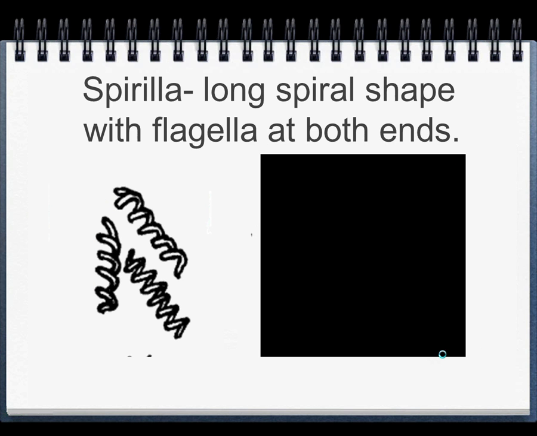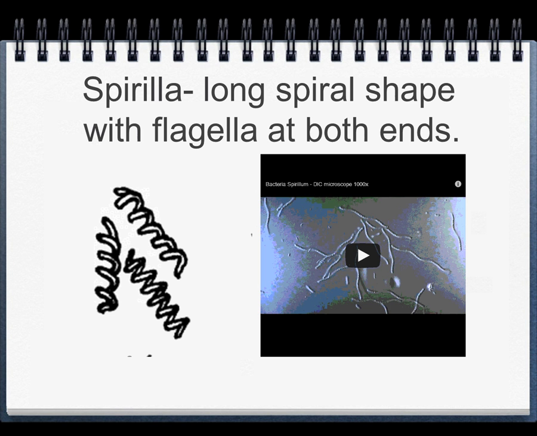The second type is spirilla. Can we draw like the one that was in that video just now? You can, just like drawing a spiral. They look like little spaghetti or what are those noodles called? Goulash noodles, what are those? Spaghetti or rotini? Rotini, yeah. They're long spiral shape. They do have a flagella on both ends.